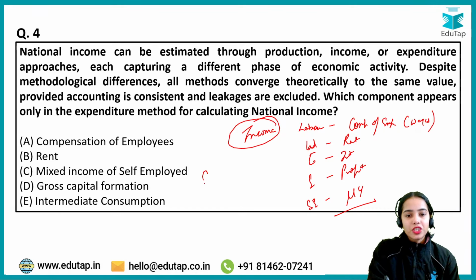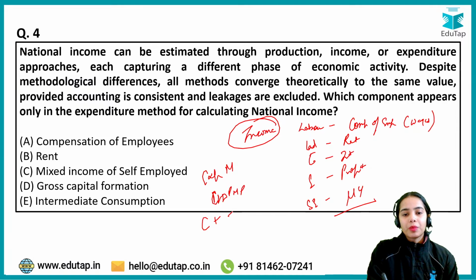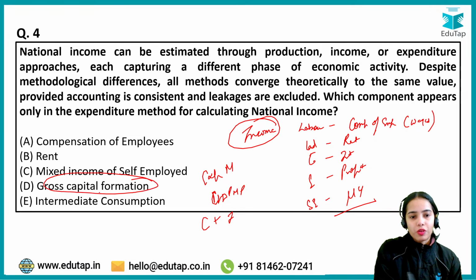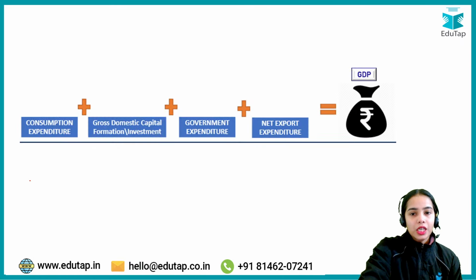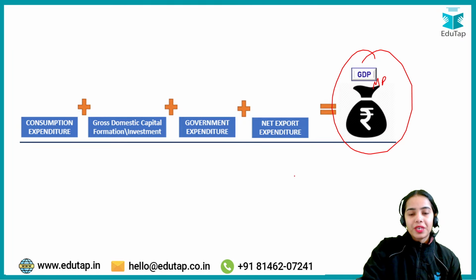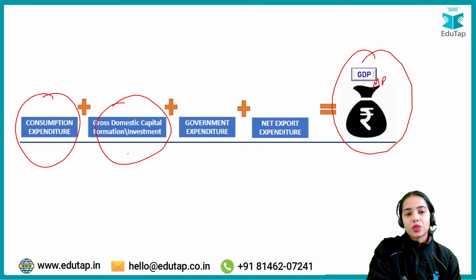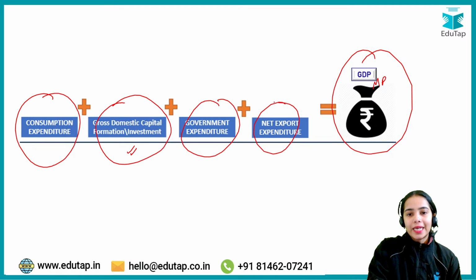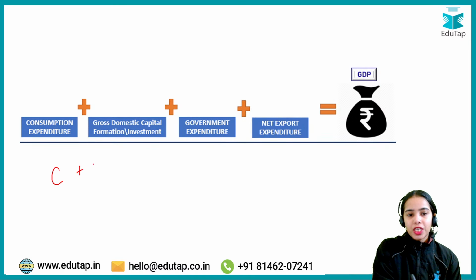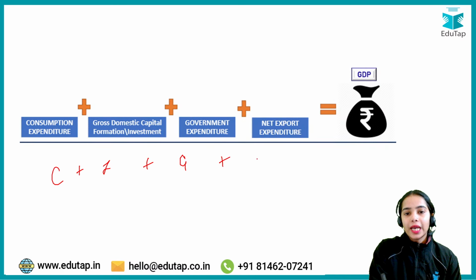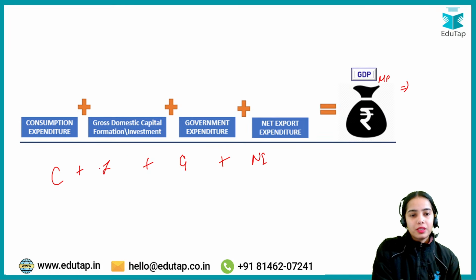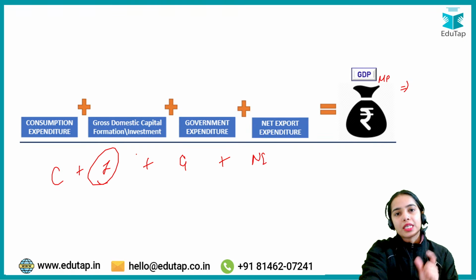Okay, in the expenditure method, we calculate GDP at MP and we add the consumption plus investment. Investment is the gross capital formation. So D is the answer. Okay, chalo. So in the GDP at MP, through the expenditure method, we include the consumption expenditure, gross domestic capital formation, that is also known as investment, government expenditure and net export expenditure. When we add these, we come to the GDP at MP through the expenditure method. Investment is also known as gross domestic capital formation.